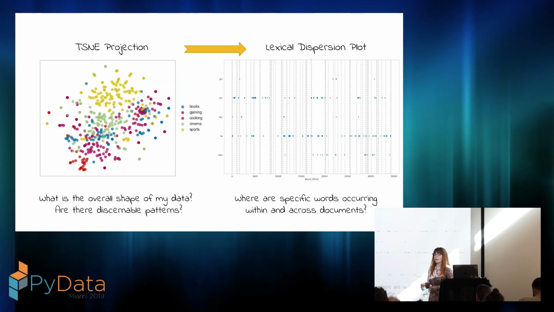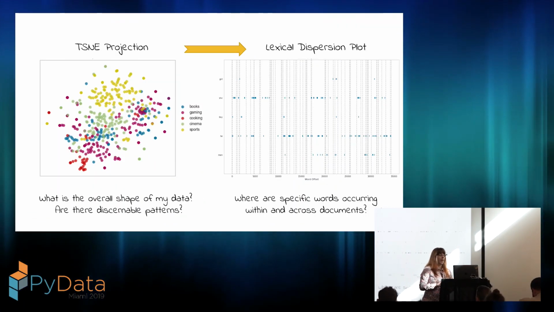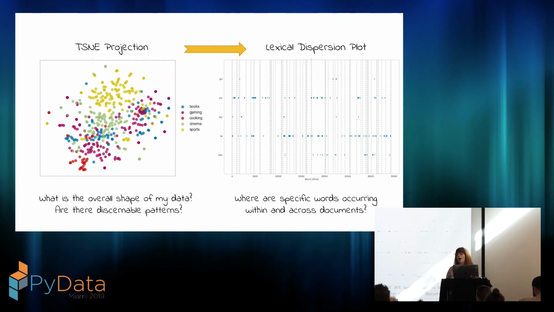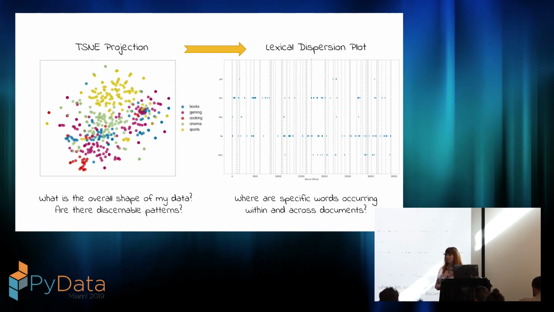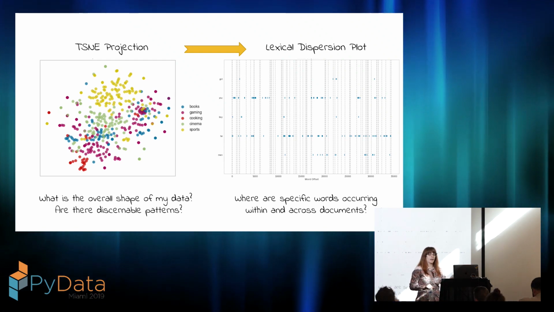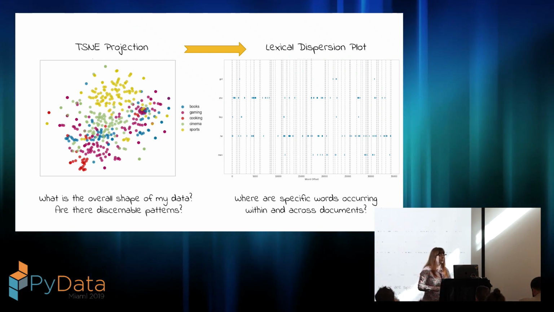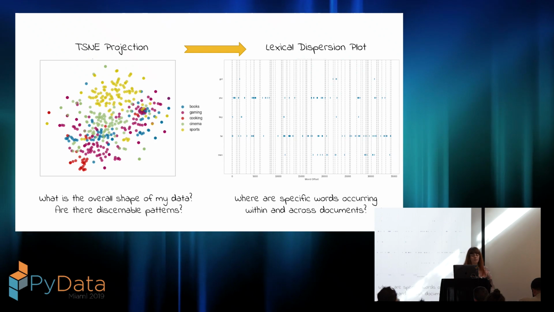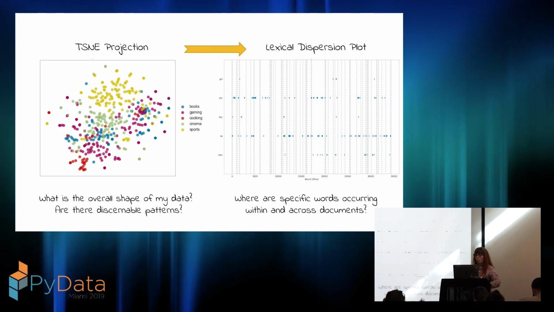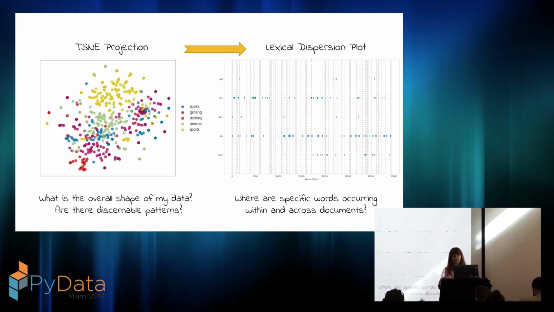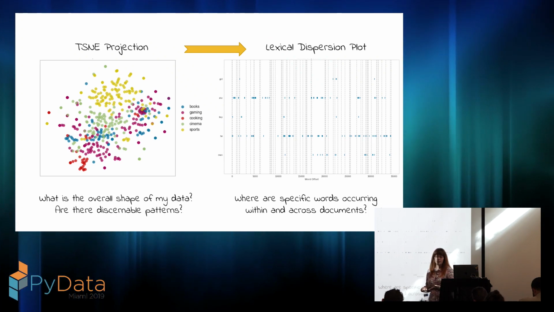So here's maybe an example of what you might do. Let's say we have a new data set. We go through a bunch of t-SNE plots. We get to a point where we feel fairly confident about our distance measure. And we're asking questions like, what is the overall shape of my data? Are there discernible patterns? Do we think we can classify this?